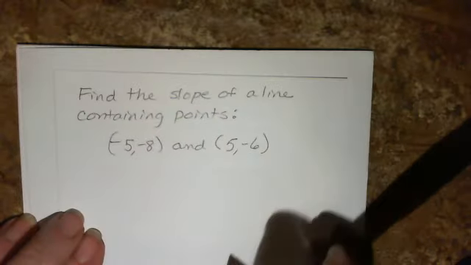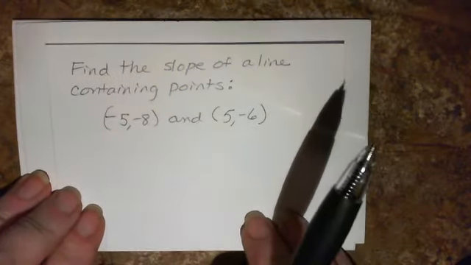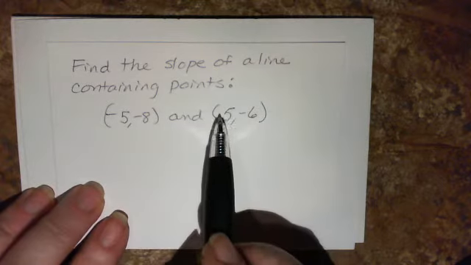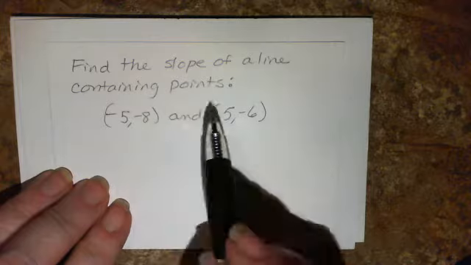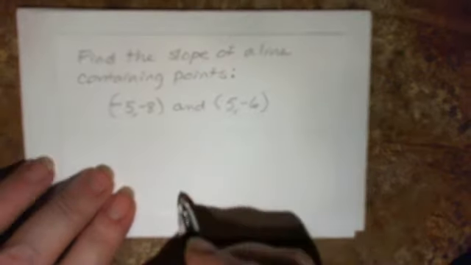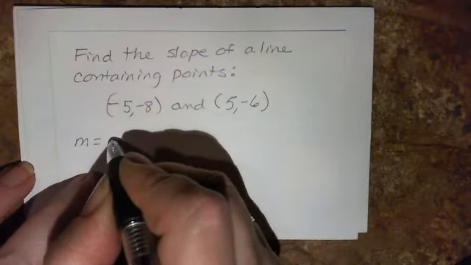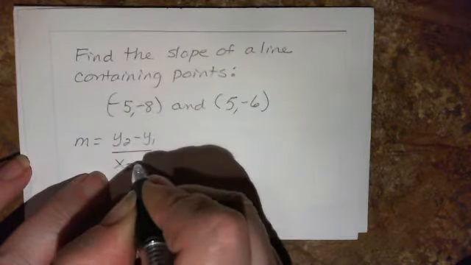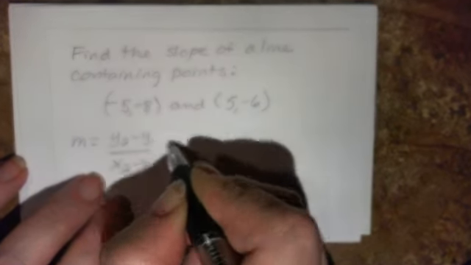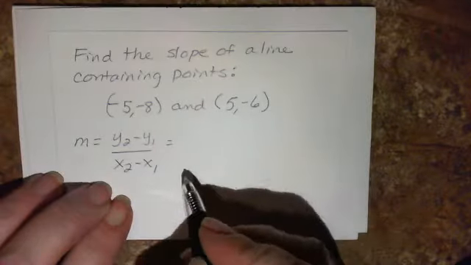Okay, let's do some work now finding the slope of a line, given some information. Find the slope of a line containing points (-5, -8) and (5, -6). Finding the slope of a line containing points should remind you that you need the slope formula. The slope formula is m is equal to y2 minus y1 over x2 minus x1. You'll be provided that formula.